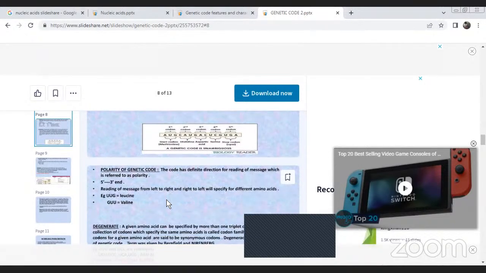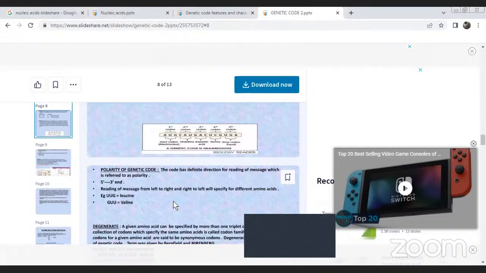Next one, polarity of the genetic code. What is the polarity of the genetic code? Mainly it is 5 prime to 3 prime, and 3 prime is the end. The reading is from left to right, 5 prime to 3 prime, not from right to left. Okay.